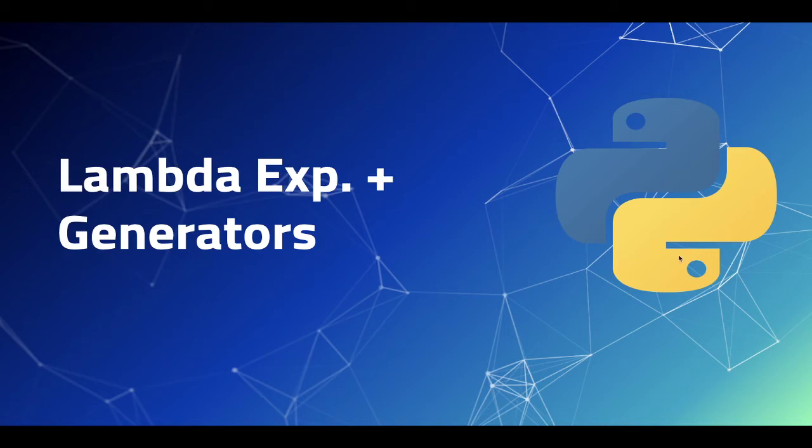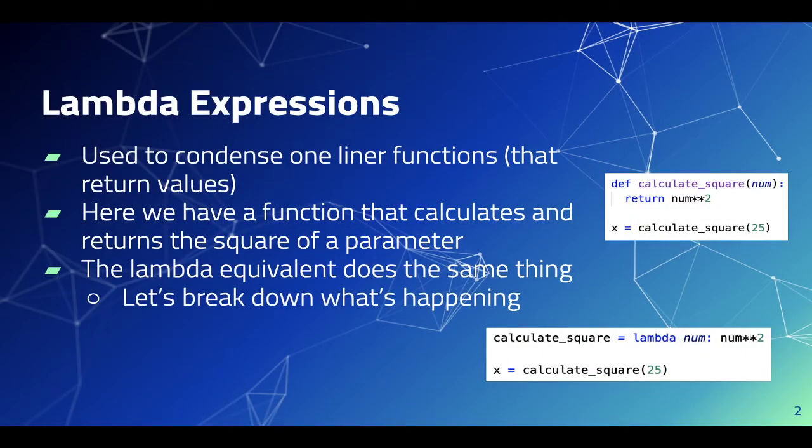Okay, let's talk about lambda expressions and generators. So, what are lambda expressions? Well, we use lambda expressions to condense our code. So, it's used to condense one-line functions that obviously return a value. So, when we're talking about lambda expressions, it has to be one-line functions that return values.